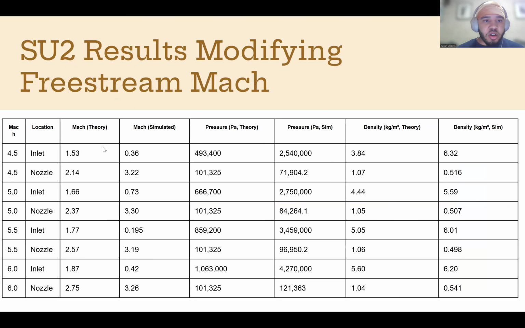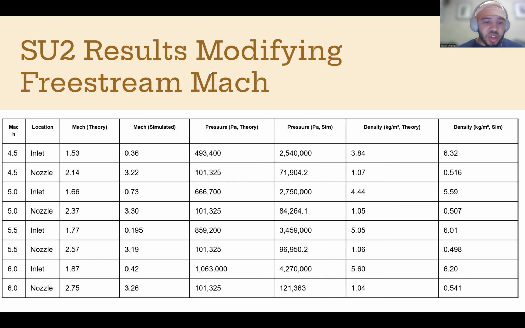And then later on for our SU2 results, modifying free stream Mach, we decided to do it at 4.5, 5, 5.5, and 6. And we measured at the inlet and nozzle. So we had the Mach numbers for the theory and the simulated, the pressure in pascals for the theory and the simulated, and the density in kilograms per meter cubed for the theory and the simulated.